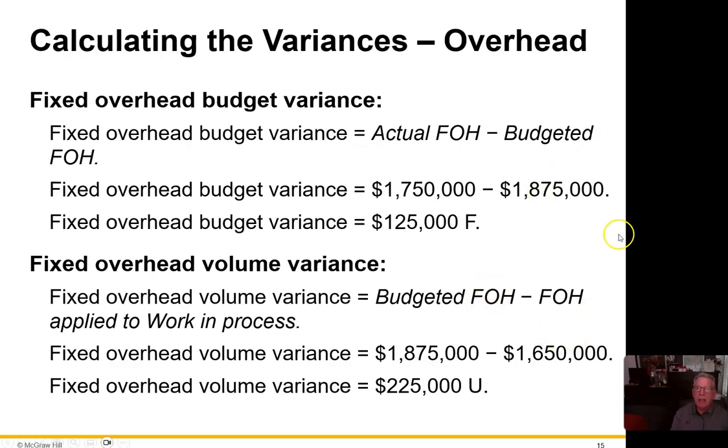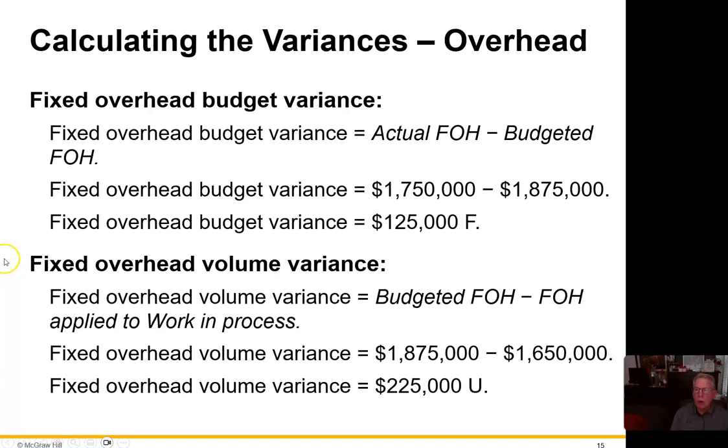Okay, then as we calculate our overhead, all of overhead was fixed, you'll remember. So we have a fixed overhead budget variance. We're going to take the fixed overhead budget variance by calculating actual fixed overhead minus budget fixed overhead. And that number was $1,750,000 minus what was allowed, which was $1,875,000, generating $125,000 favorable fixed overhead budget variance.